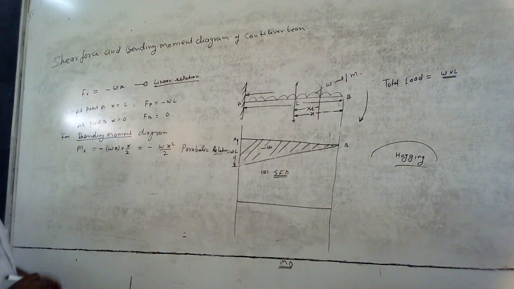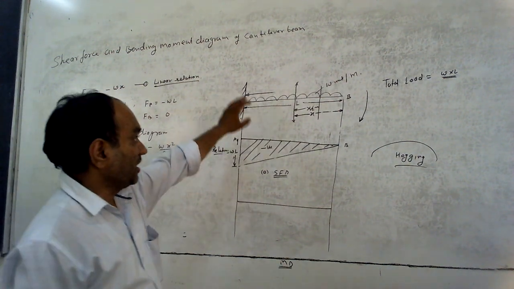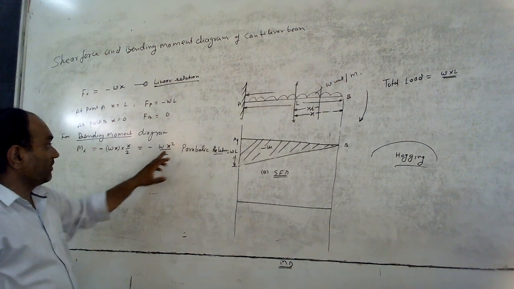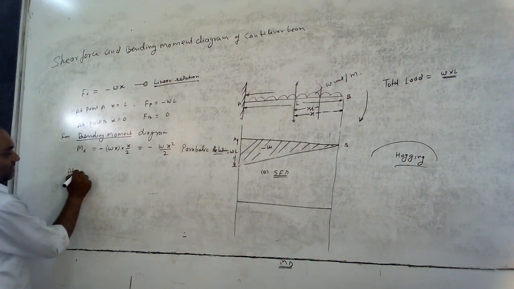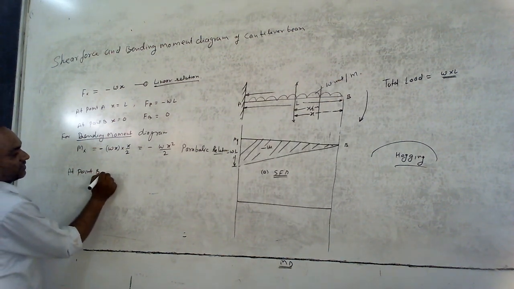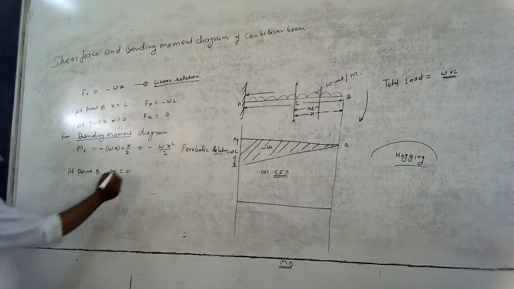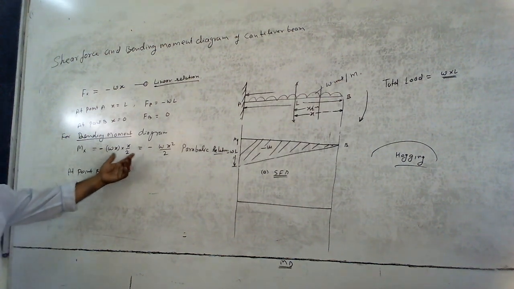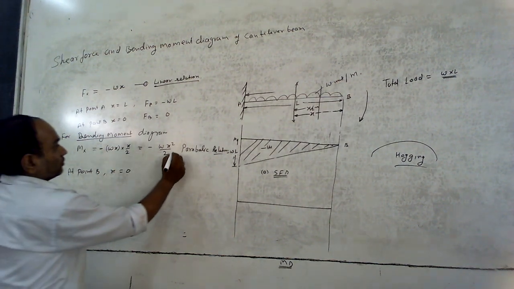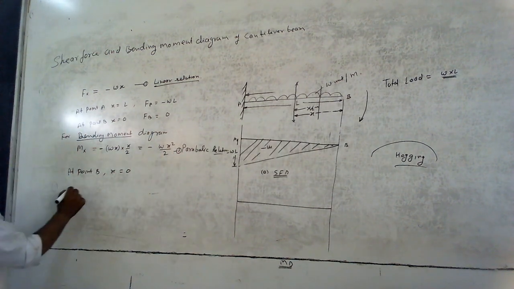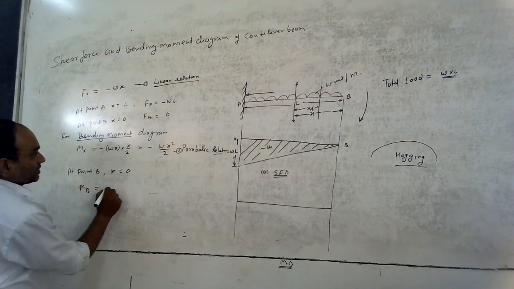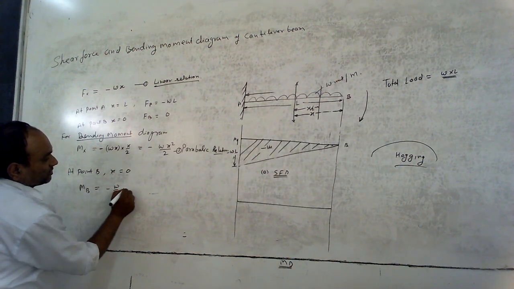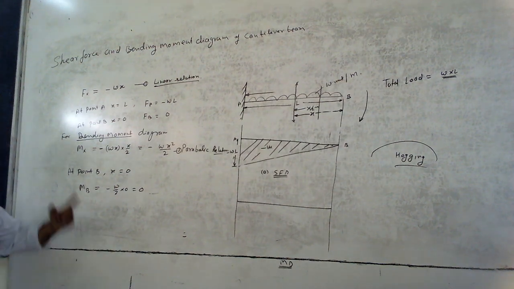Again, we can find out the bending moment at different sections by putting the value of x. At point B, x equal to 0. Just put the value of x equal to 0 in this equation, equation number 2. So MB is minus kW by 2 into 0, that is 0. Bending moment at point B, the free end, is 0.